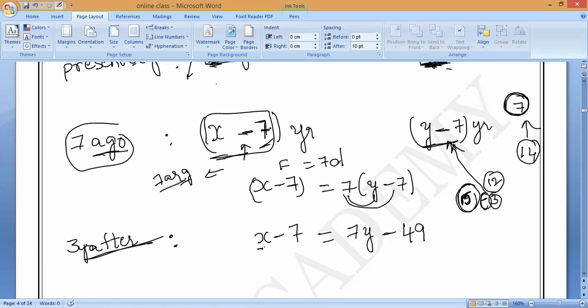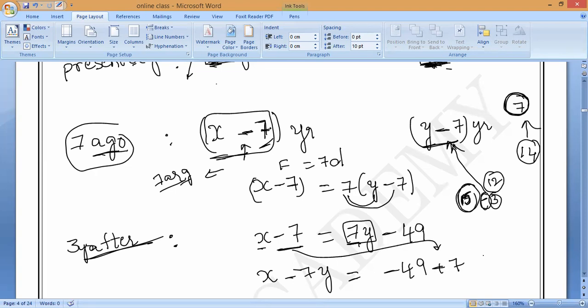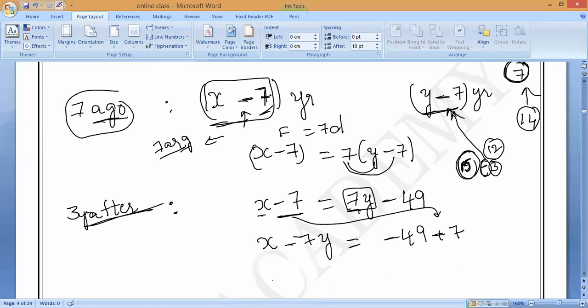Variables x and next variable is y, correct? 7y comes to this side, minus 7y. Minus 7y is equal to 49, plus minus 7 comes to this side, plus 7. So what is our equation? Final equation: x minus 7y is equal to minus 42. Let this be equation 1.